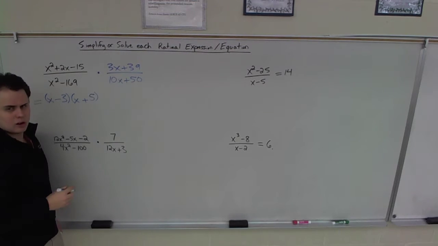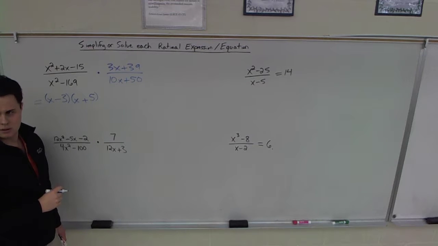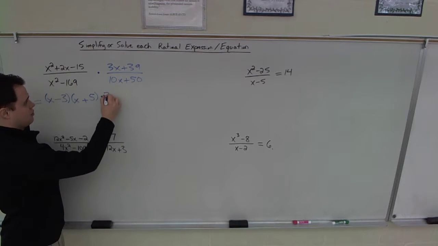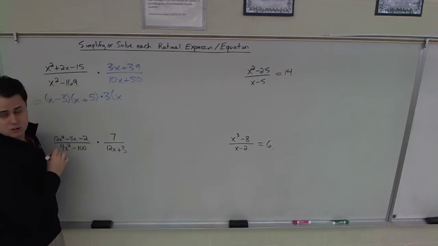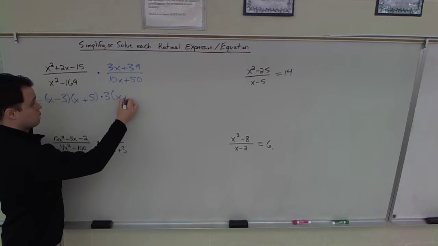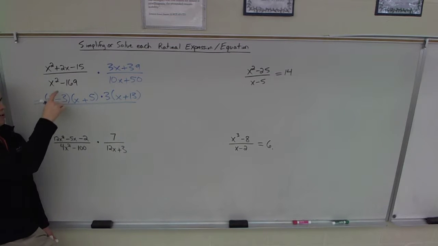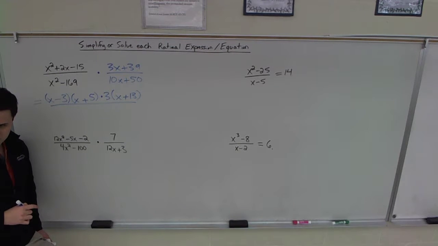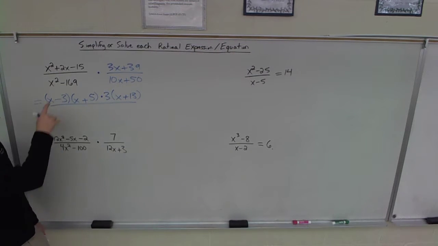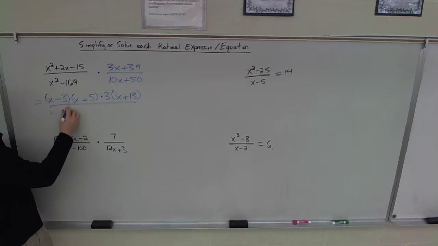Can this guy be factored at all? You could take a 3 out. Very nice. So we could go 3, and what's left is x, and then what's left is 13. And then this guy, what factoring technique do we use on this one? Difference of squares, right? So then that's what? x plus and minus 13.